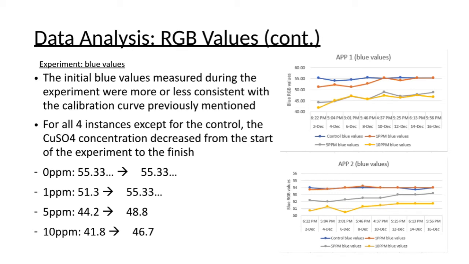The 1 ppm went from 51.3 to 55.3, 5 ppm, 44.2 to 48.8, and 10 ppm, 41.8 to 46.7. This is shown in the graphs to the right.